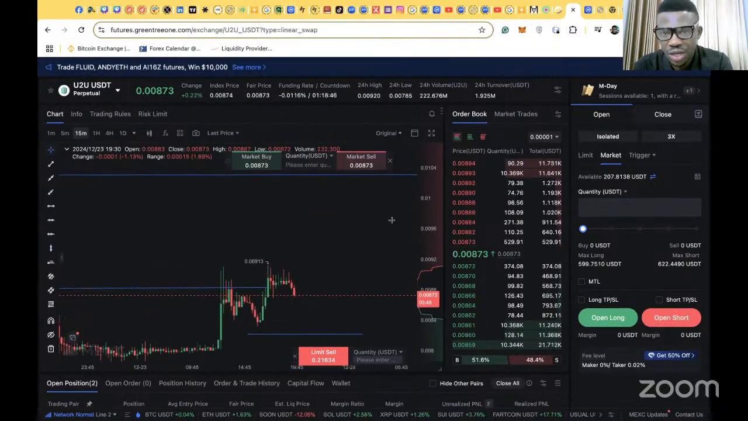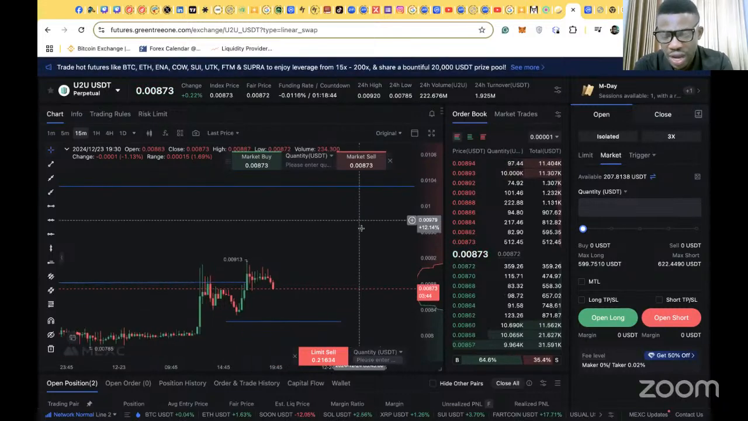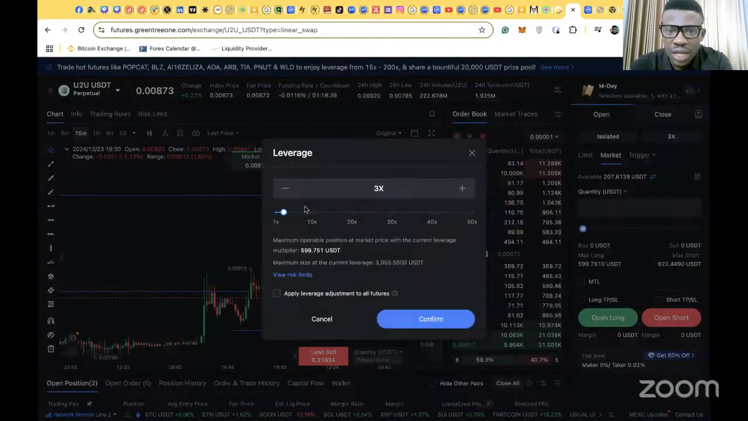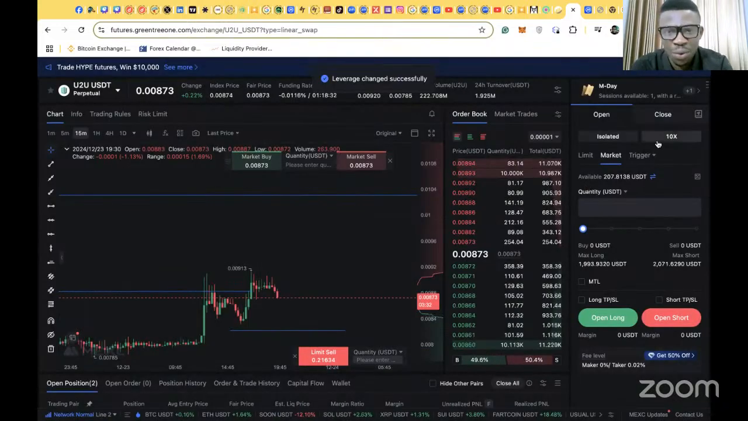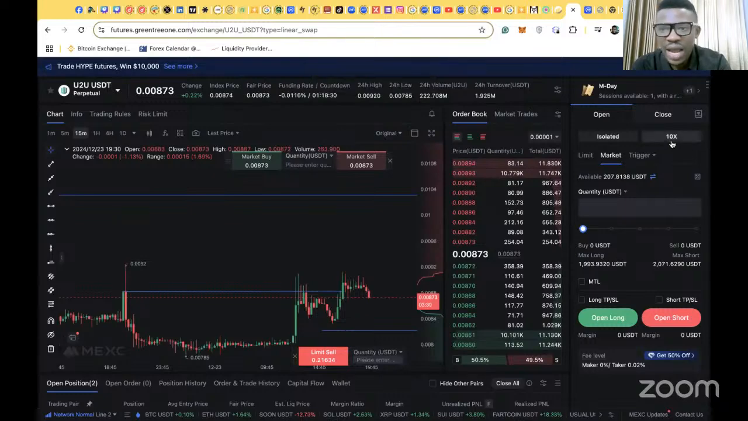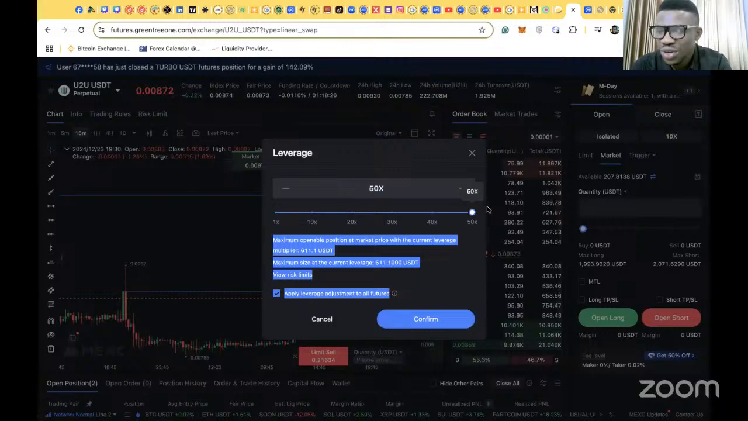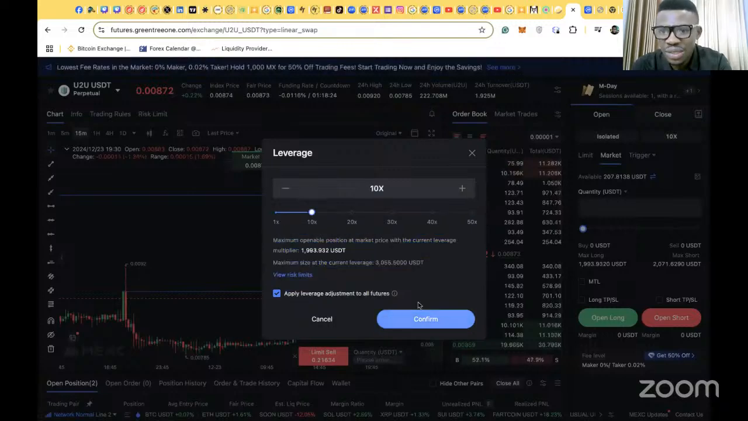You are free to take a screenshot. You are also free to join this trade as a signal if you want, but just risk $1. What we are doing here is isolated 3x. It's not bad, but I want to take it to isolated 10x. You will see that it doesn't really affect the $1 I'm risking. Whatever isolated leverage I use, even if you use isolated 50, it doesn't really matter. The $1 I'm risking is the same $1 I'll still risk.